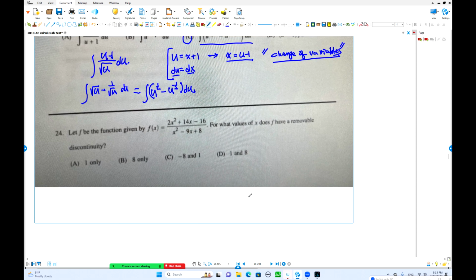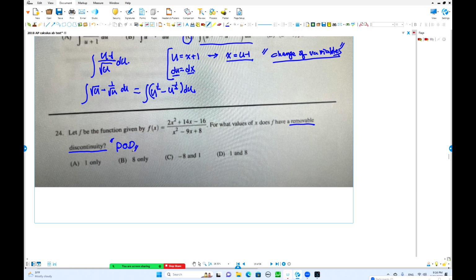All right, number 24. Let f be the function given by f of x is a polynomial function there. For what value of x does f have a removable discontinuity? Removable discontinuity, what is that? When they have a common factor and cancel out, they create a removable discontinuity, right? This removable discontinuity, another name is a hole.